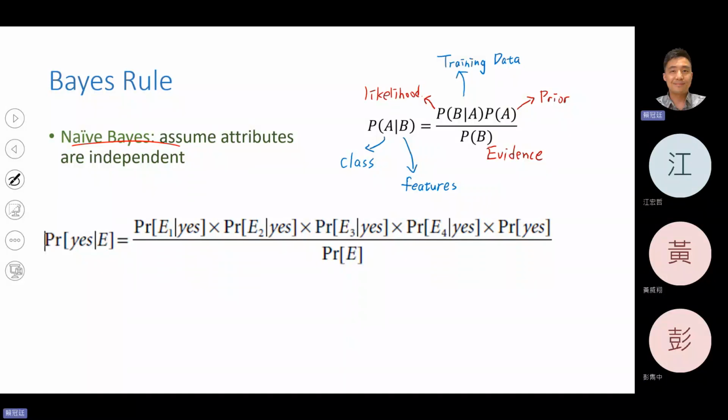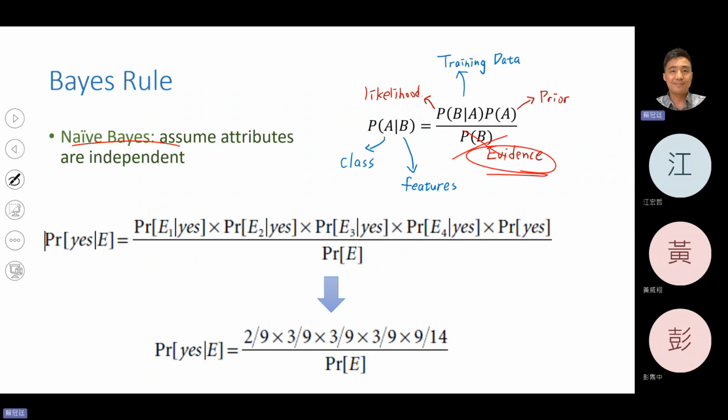And we usually ignore the evidence part, because it doesn't change. The number of features is the same for all the features. So we usually ignore this part.